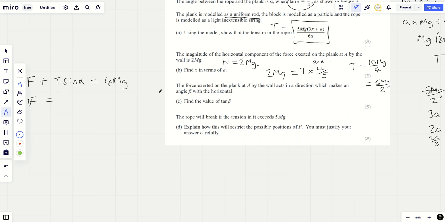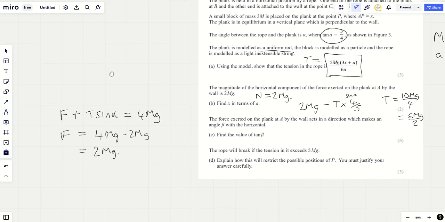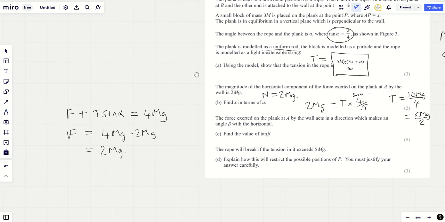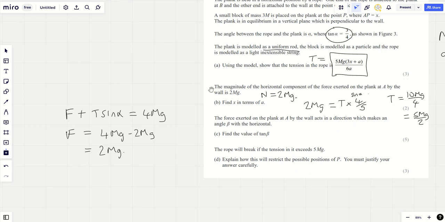And so T sine alpha is just 2 mg, yeah? So F is 4 mg minus 2 mg, which is 2 mg. Brilliant, yeah? And so how am I going to find tan beta? Well, I've got F now, and I've got N, yeah? Like, I've got them both. It's looking really good.